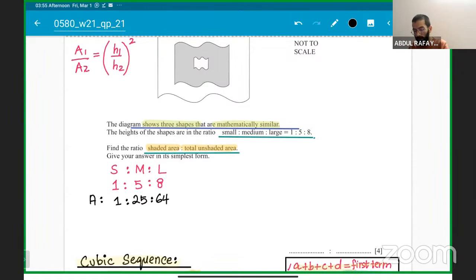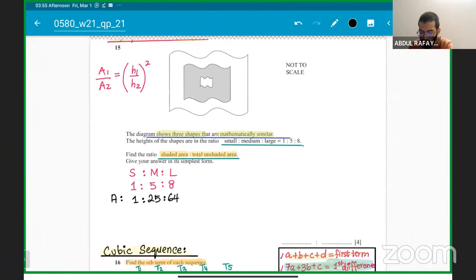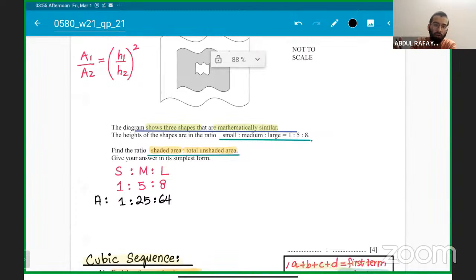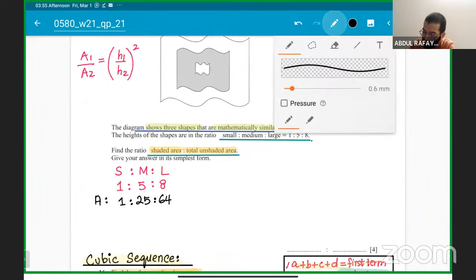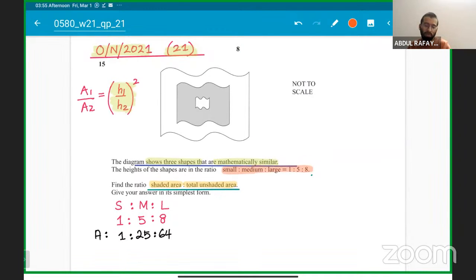It's very important. I've just squared the ratios. The heights ratio were given to me, 1 is to 5 is to 8. So I use those ratios and get the areas by squaring them. So 1 squared is 1, 5 squared is 25, and 8 squared is 64.